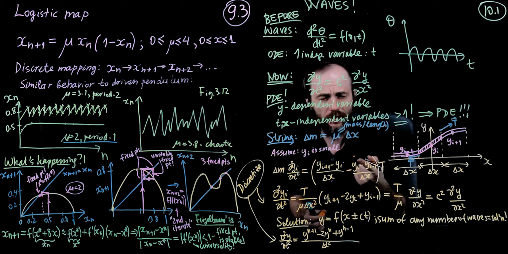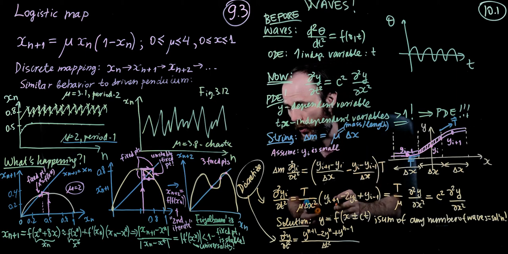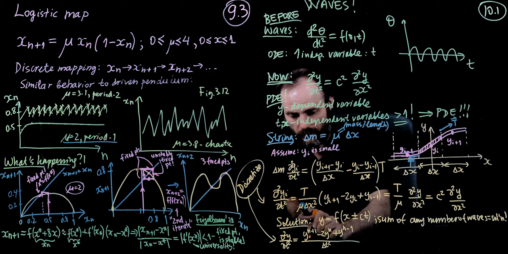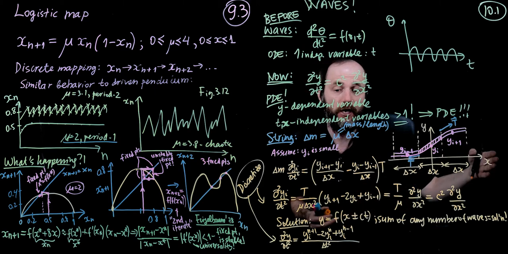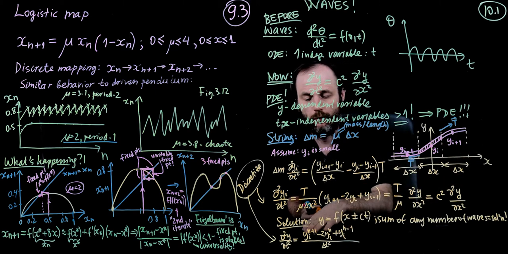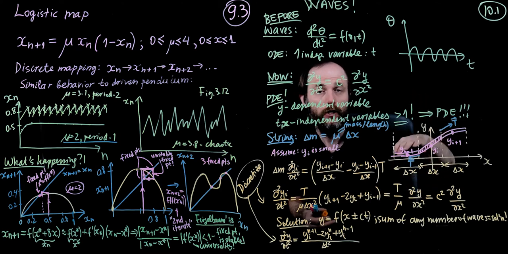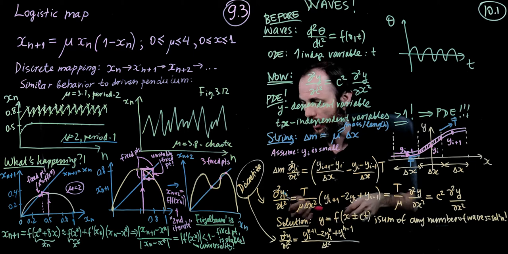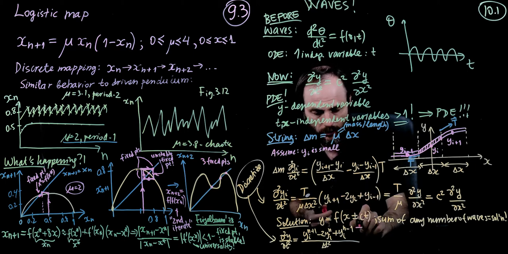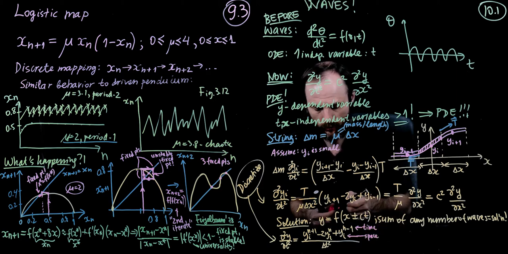Let's get our notation straight. We are going to put the i indices at the bottom to denote the spatial position. And we're going to put the n indices at the top to denote the temporal position. So this is time, and that is space. Okay.